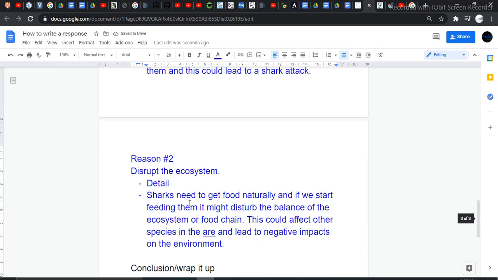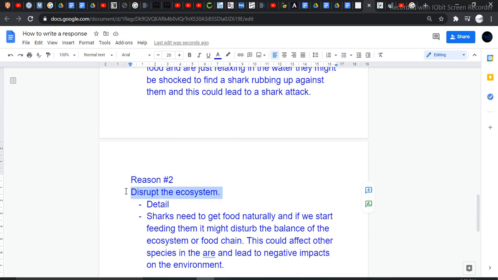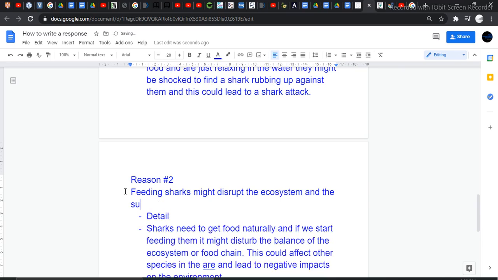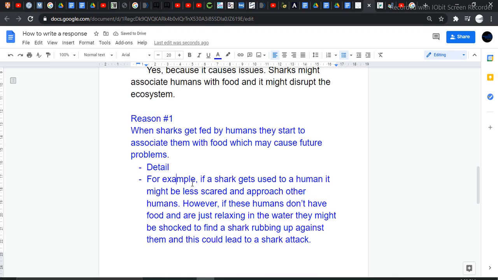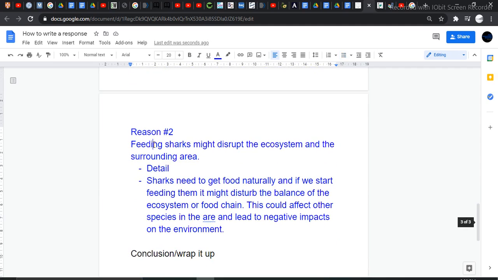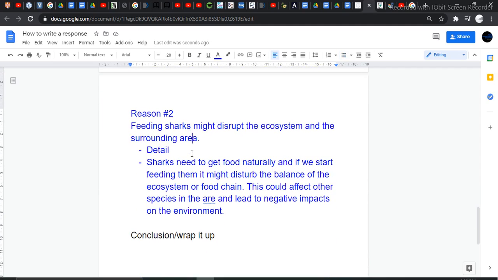I'm just going to make reason number 2, the sentence, a bit better here. So, feeding sharks might disrupt the ecosystem and the area. Well, let's say feeding sharks might disrupt the ecosystem and the surrounding area. So that's reason number 2. Reason number 1, they might associate food with humans, cause future problems. Reason number 2, it might disrupt the ecosystem and the surrounding area.